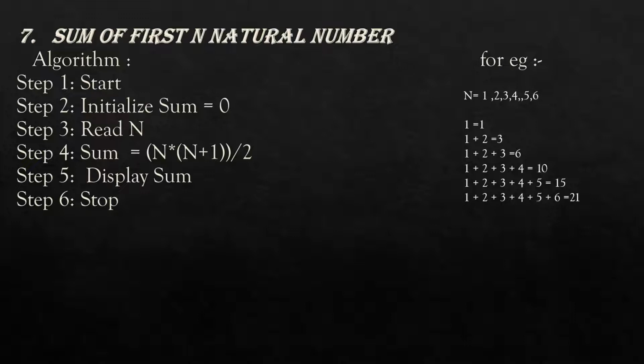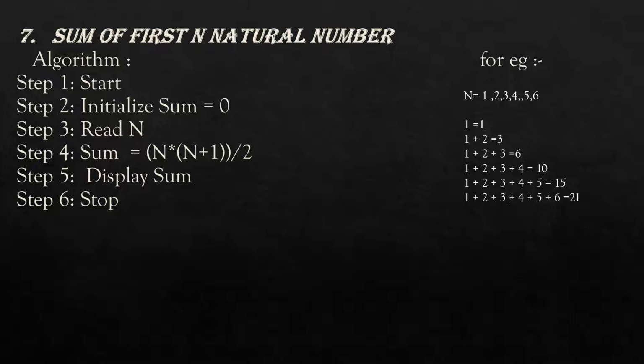So what is sum? Here, we have initialized sum as 0. So n into n plus 1 divided by 2. So what is n? n is 6. 6 into what is n plus 1? So 6 plus 1 divided by 2. So 6 plus 1 is 7. 7 into 6 is 42. 42 divided by 2 is 21. So the answer is 21, and it will be stored in sum. And in fifth step, we'll display the sum, that is sum is 21, and we'll stop the algorithm in step number 6.